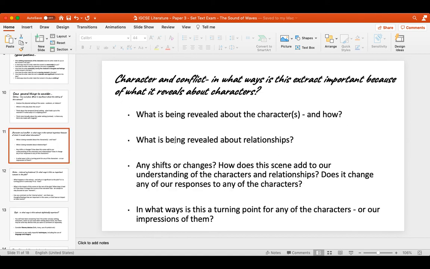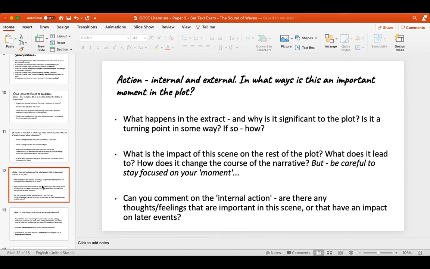Think about the characters, but also the relationships, how they interact with each other, and any conflicts that might be there between them. Does this scene represent a turning point or a shift for any of the characters in the scene? Think about the action as well. What's happening in this scene? What's occurring in terms of the plot? Is that relevant? Be careful not to talk about the whole play in section A. Remember, we're just talking about that scene, but you can say why that scene's important in terms of the whole thing.